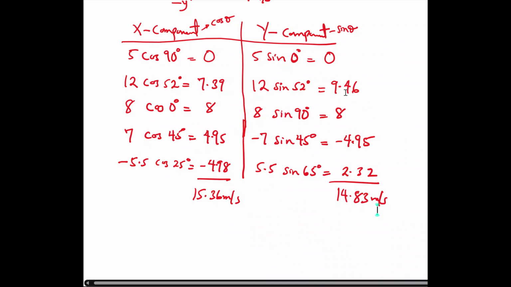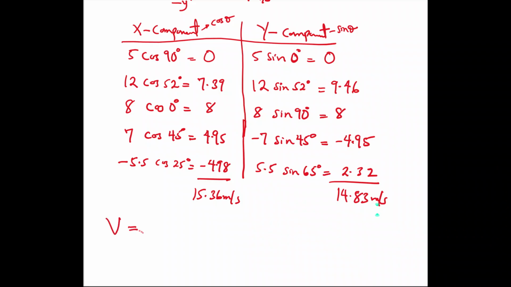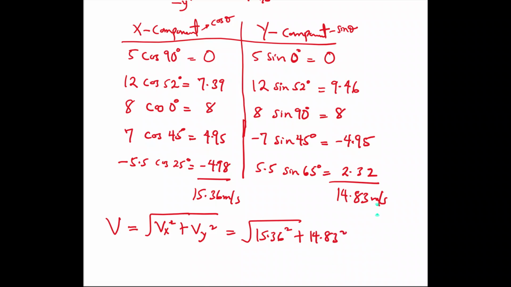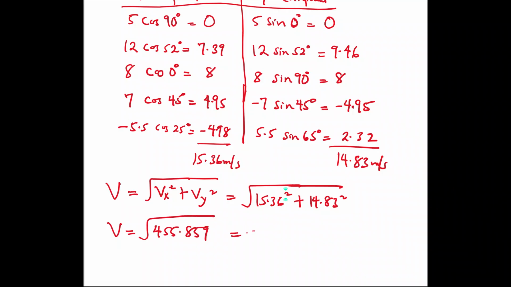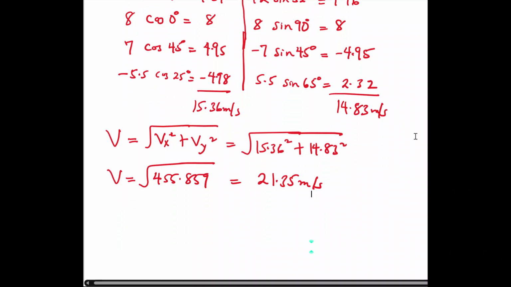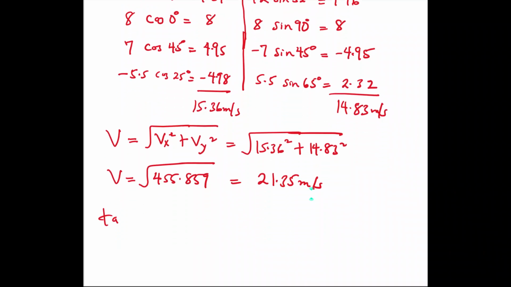So now if we want to find the final velocity, v equals the square root of vx squared plus vy squared. So that will be 15.36 squared plus 14.83 squared. If you do that, v equals the square root of 455.859. If you find the square root, that will be 21.35 meters per second. So that's the magnitude.